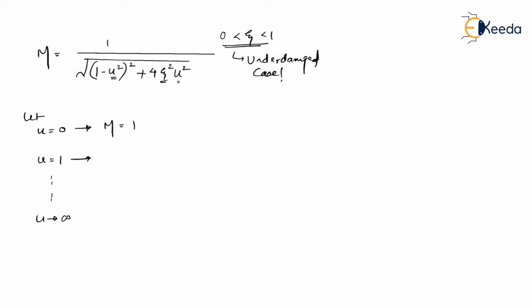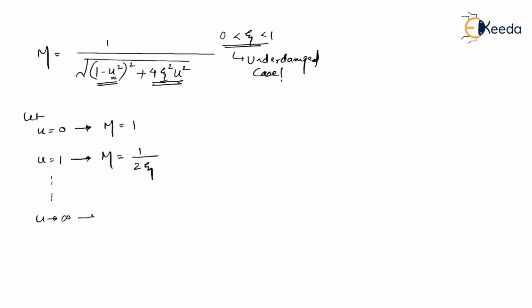Let us substitute u value equal to 1. The moment you substitute u value equal to 1, check out the first bracket, it will become absolutely 0. Then the second term will be only 4 zeta square, because u square will be equal to 1, since u value is equal to 1. So in the denominator we have root of 4 zeta square, which will be 2 zeta. Ultimately the magnitude will become 1 upon 2 zeta. I hope you understood that.